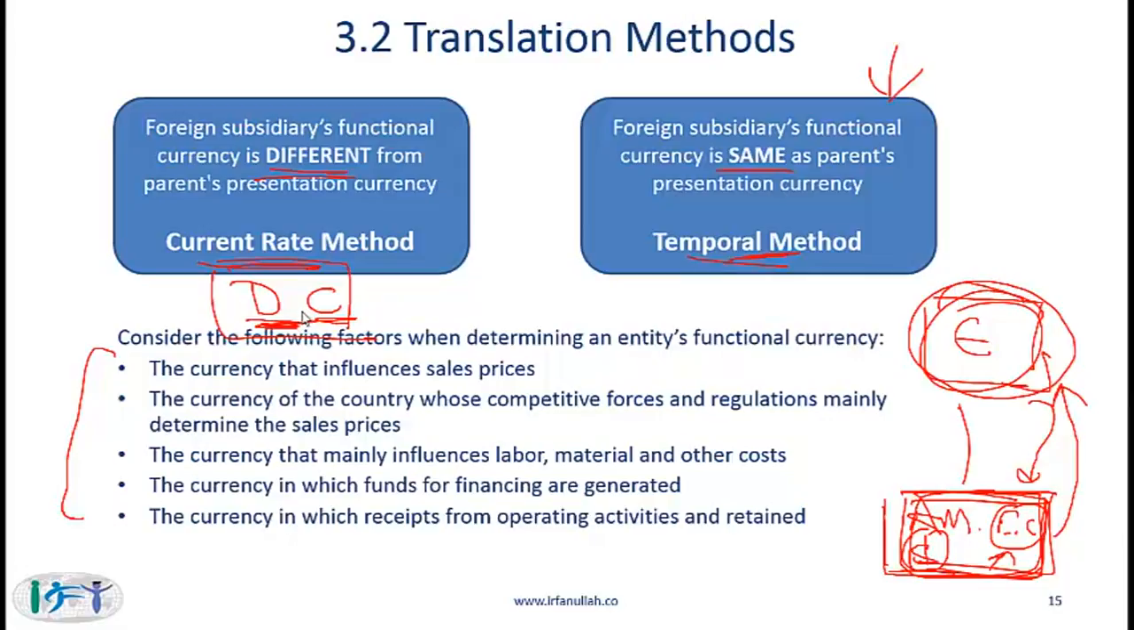The other somewhat intuitive method is the following. If the foreign subsidiary is using a different currency altogether relative to the parent's presentation currency, that is more risky relative to the other scenario where the functional currency is the same. When there is more risk, then we tend to be more careful or more conservative. The more conservative thing to do is translate all assets and liabilities at the current rate. So again, that's what's happening over here.